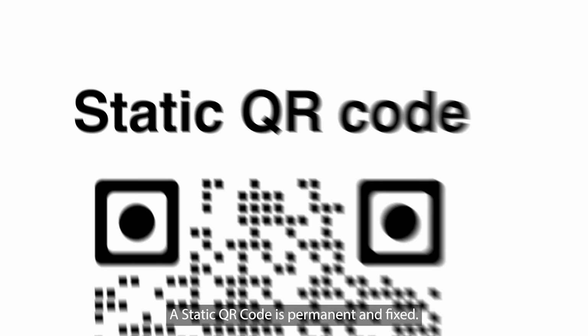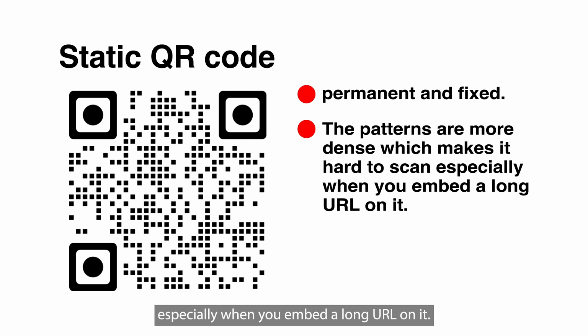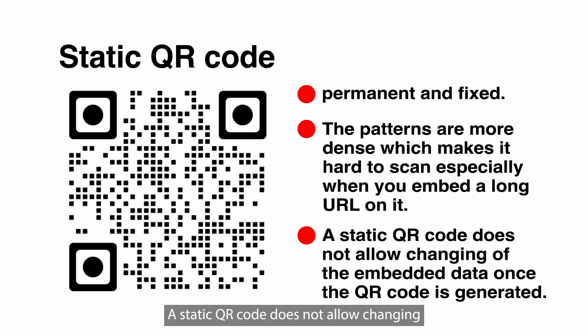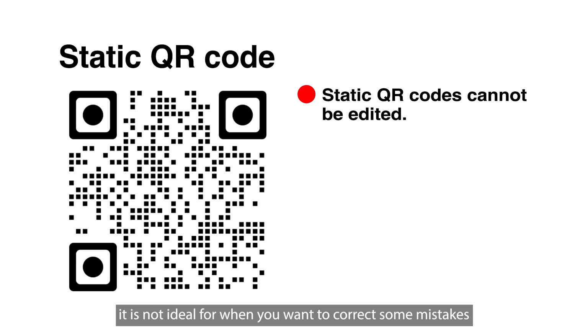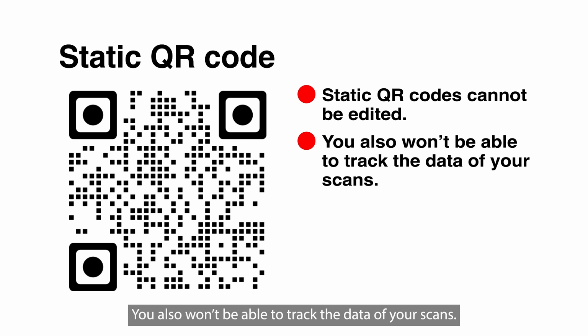A static QR code is permanent and fixed. The patterns are dense, which makes it hard to scan, especially when you embed a long URL on it. A static QR code does not allow changing of the embedded data once the QR code is generated. Because static QR codes cannot be edited, it is not ideal for when you want to correct some mistakes or embed a different URL. You also won't be able to track the data of your scans.